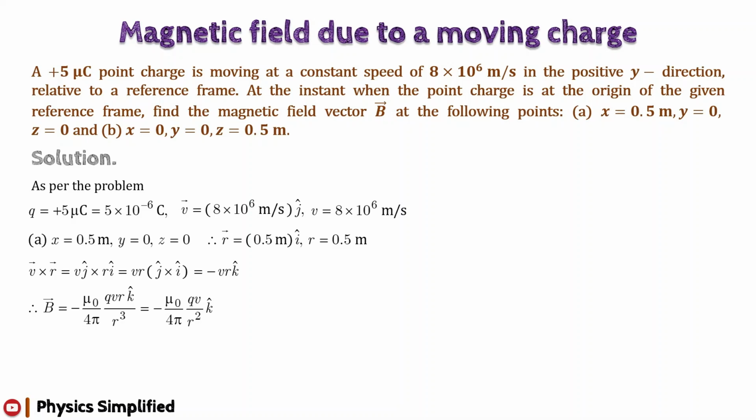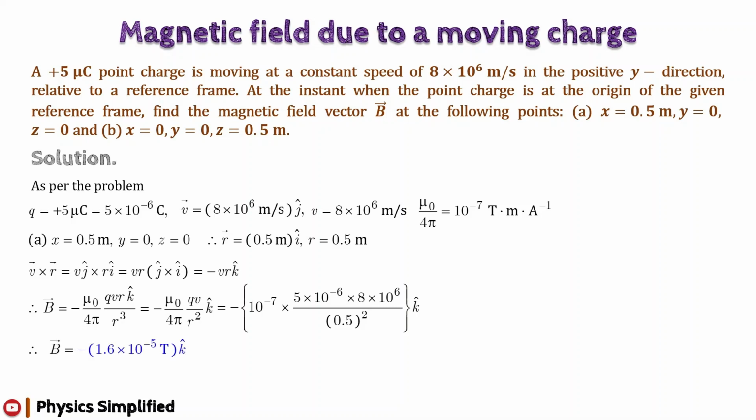The value of μ0 by 4π equals 10^-7 tesla meter per ampere. Substituting all these values and simplifying the calculation, we obtain vector B equal to minus 1.6 × 10^-5 tesla k hat. This means the magnitude of the magnetic field is 1.6 × 10^-5 tesla, and it is directed in the negative z direction.